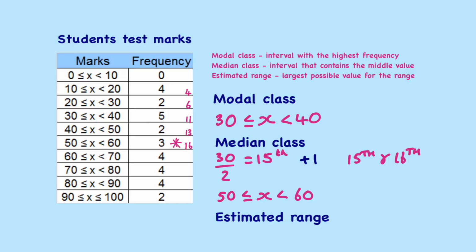Therefore, estimated range is the highest possible value, 100, minus the lowest possible value. It's not 0 because there are none in this interval. It would have to be 10. Therefore the estimated range is 90. Let's have a look at another example.